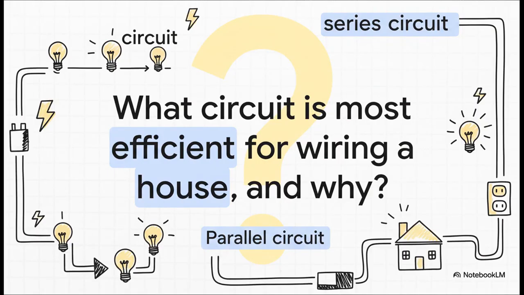And all of this brings us to one last question, a really practical one. We've talked about the push, the flow, the obstacles, and the two ways to build a path. So, thinking about your own house, all the lights, all the outlets, what kind of circuit, series or parallel, do you think is used to wire it all up? And more importantly, why? The answer is right there in the concepts we've just mastered.